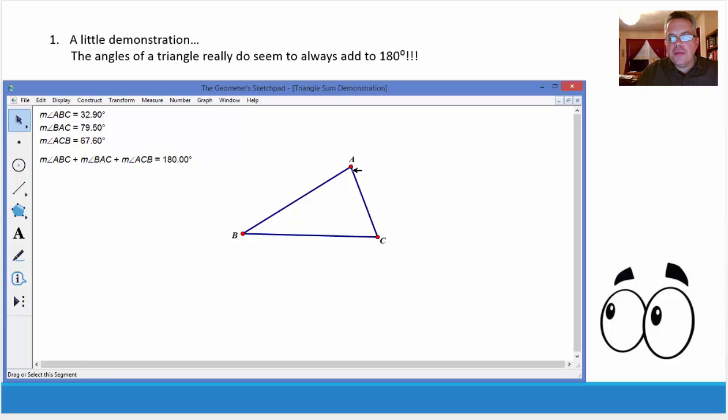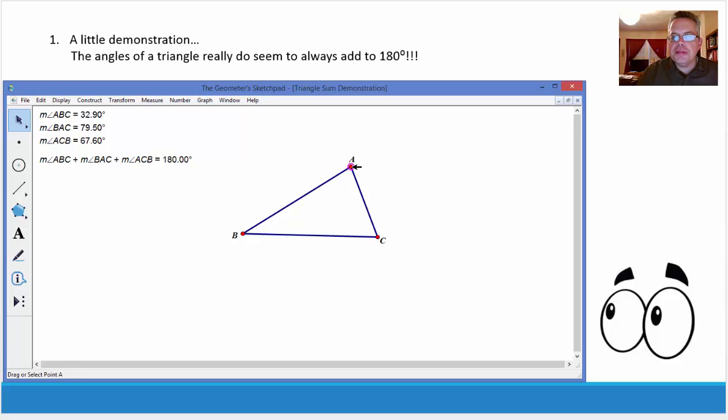I have a triangle here with vertices A, B, and C. And the program measures the angles for me. Angle ABC, which is this one down here I'm pointing to, is 32.9 degrees. BAC is 79.5 degrees. That's this one up here. And ACB is 67.6. So the computer measures the angles very accurately. And then I told it to add it up. And big surprise, the three angles add up to 180.